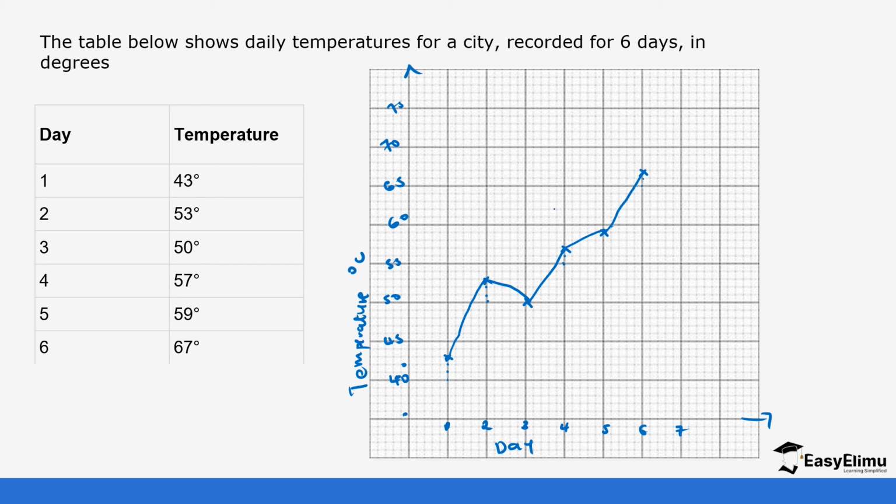You'll notice that the highest temperature was on day 6, and you can see there is an increase from day 1 to day 2, then it goes down, then goes up again, such that if you look at your line graph, you can interpret it very quickly. Let's look at another example.